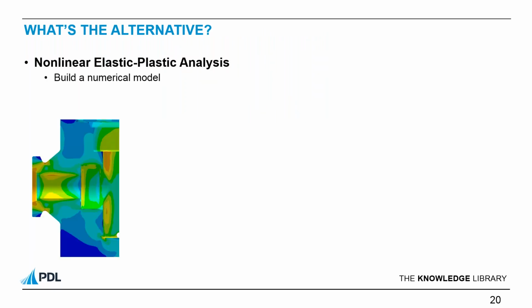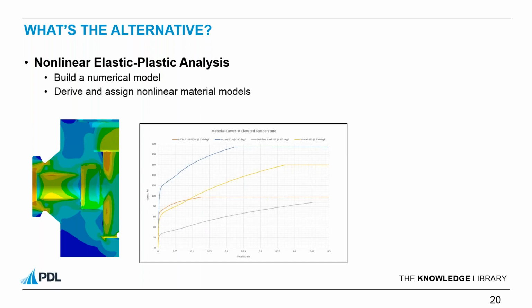In this method, we look to more accurately represent the component behavior beyond the elastic limit. In oversimplified terms, the procedure is as follows. We build a numerical model. We can see here we have a valve body. We derive and assign nonlinear material models. The material models shown here are all common materials used in subsea applications. The strain hardening region in all of these materials is very significant. And bear in mind that the linear elastic approach only accounts for this small region of the material behavior. It takes no account of the behavior beyond that point.